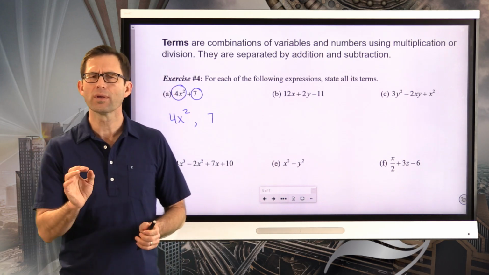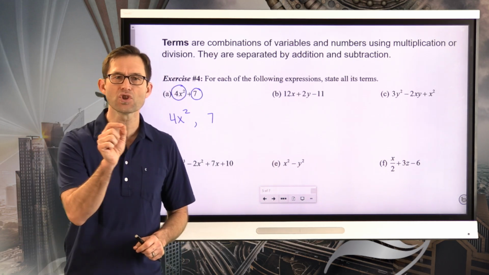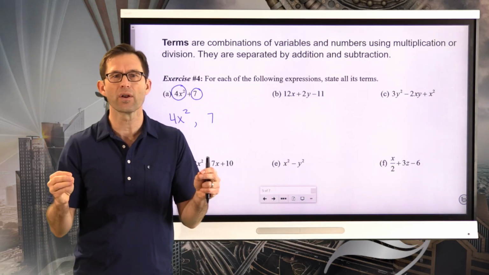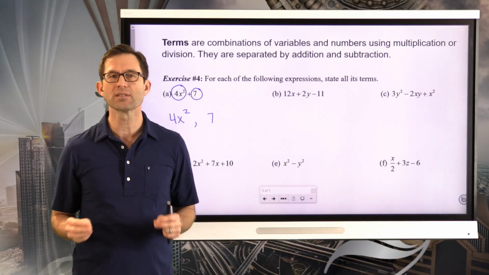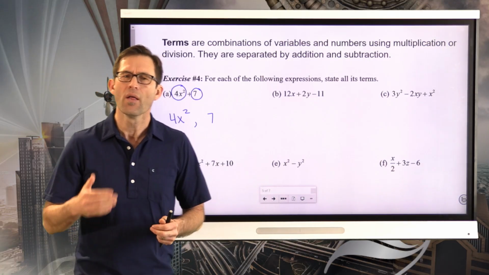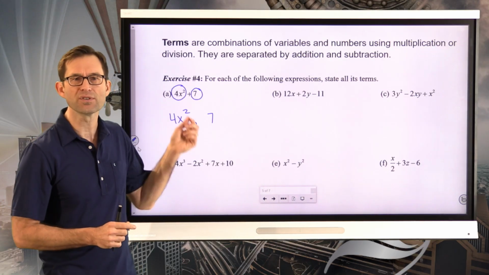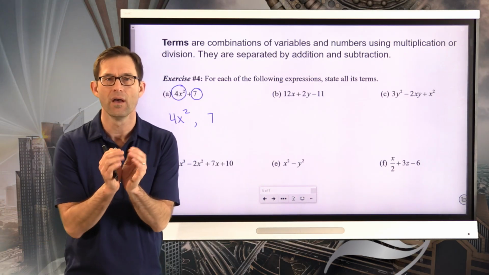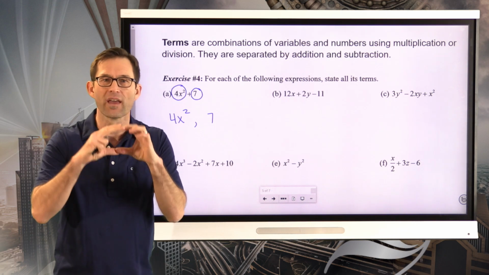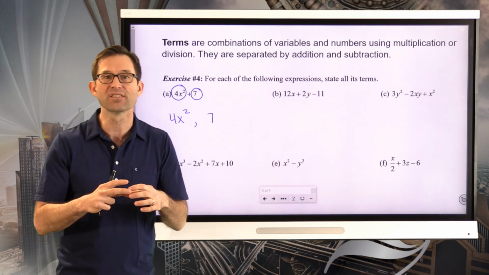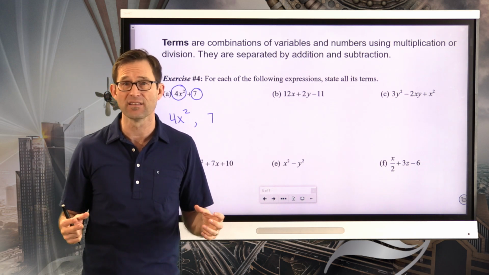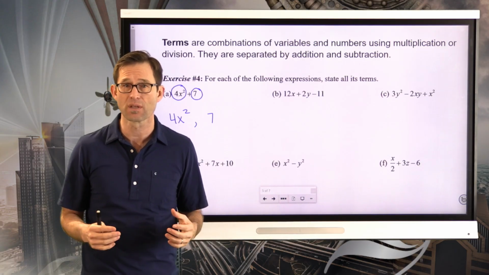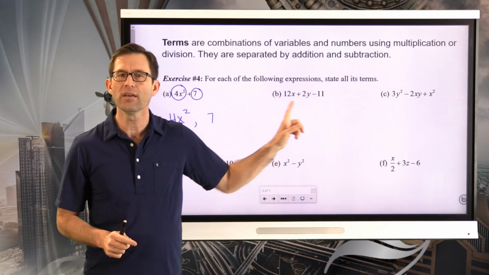All right? The real key with terms is to look for addition and subtraction. That's what's going to separate our terms, right? Remember, addition and subtraction come at the end. So the reason for terms is that we sort of start thinking about 4x squared as being a single algebraic thing. And it's being added to the 7, or maybe 7 is being added to it. It really doesn't matter. Addition is commutative. And it's the same idea here, right?